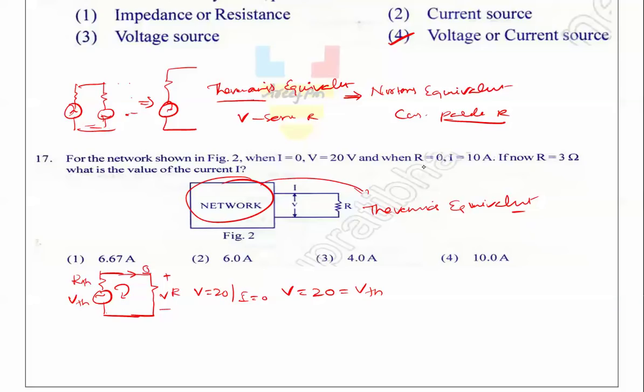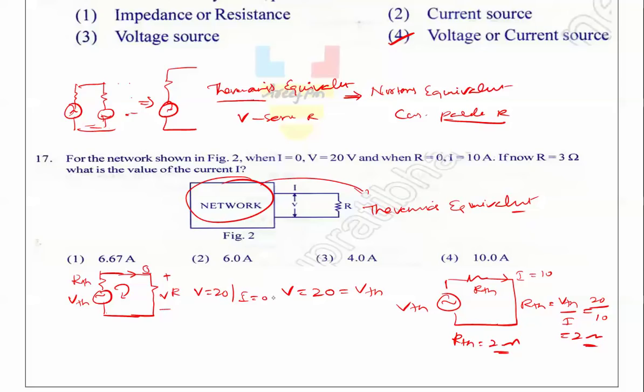Next, if R is equal to 0, that means you are making a short circuit. So we have a voltage source VTH in series with RTH and a short circuit here. At that time, what is the current here? I is 10 amps. Now RTH is equal to VTH by I, which is 20 divided by 10, that is equal to 2 ohms. So RTH is 2 ohms here.